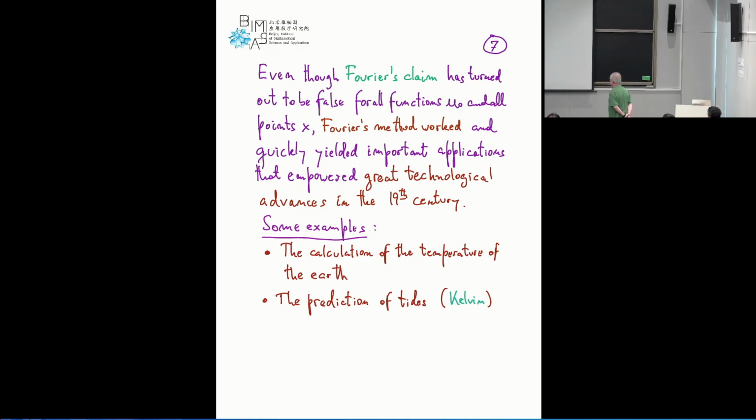The second, and this was due to Kelvin, is the prediction of tides. So this was a very important advance in navigation and commerce in the 19th century. If you could tell when the tides would come, you could tell when you have to set sail or not. Okay? So this was a very important practical advance.